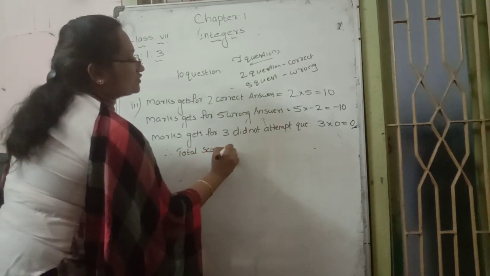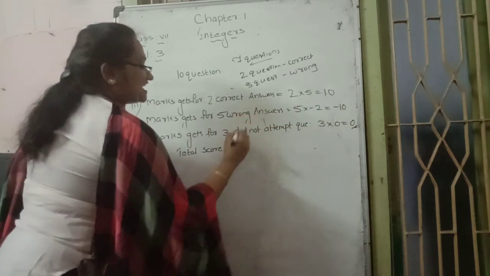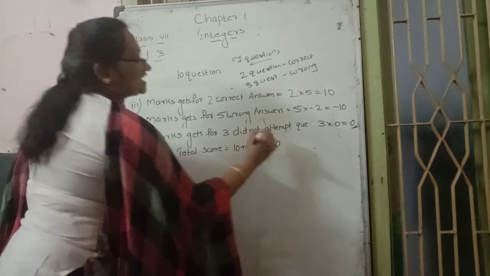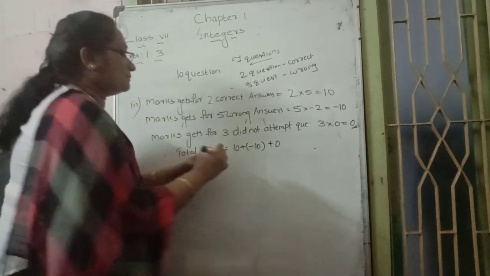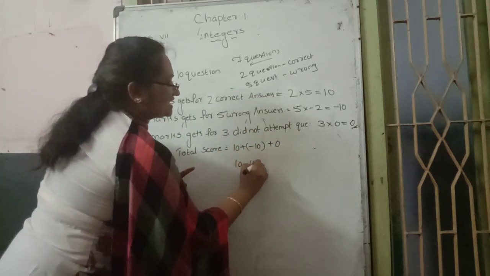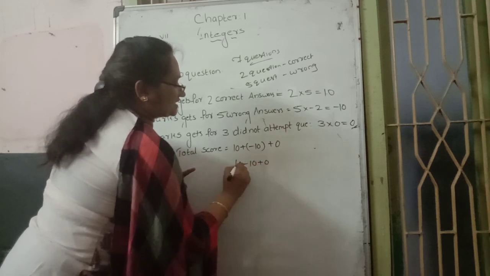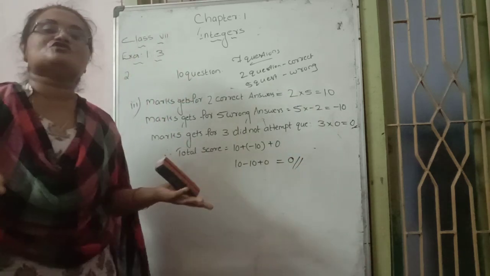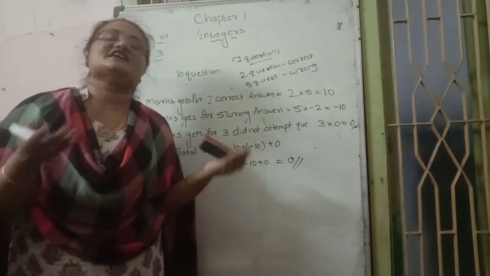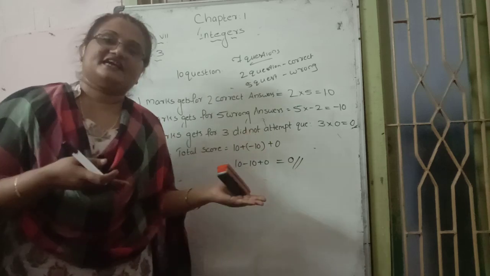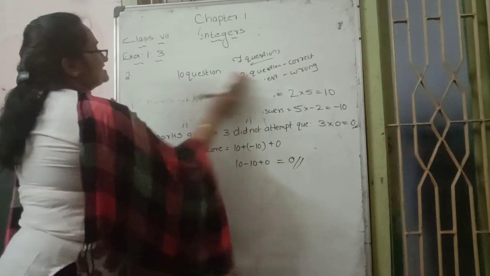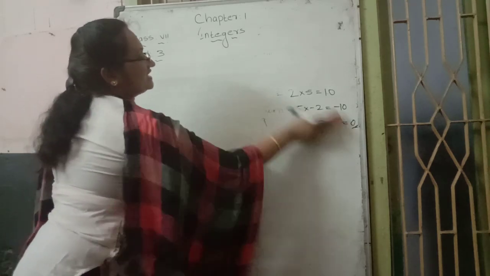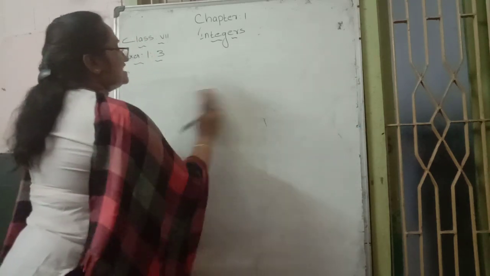So therefore total score of Hina is, how to find out, correct answer mark plus wrong question mark plus not attempted question mark. So plus of minus changes to how much? Minus. 10 minus 10 plus 0. 10 minus 10 become how much? 0, plus 0 become how much? 0. She got how much mark? Only 0 mark. That is the meaning of this second question. I hope you can understand this second question. There are 3 parts in that second question.